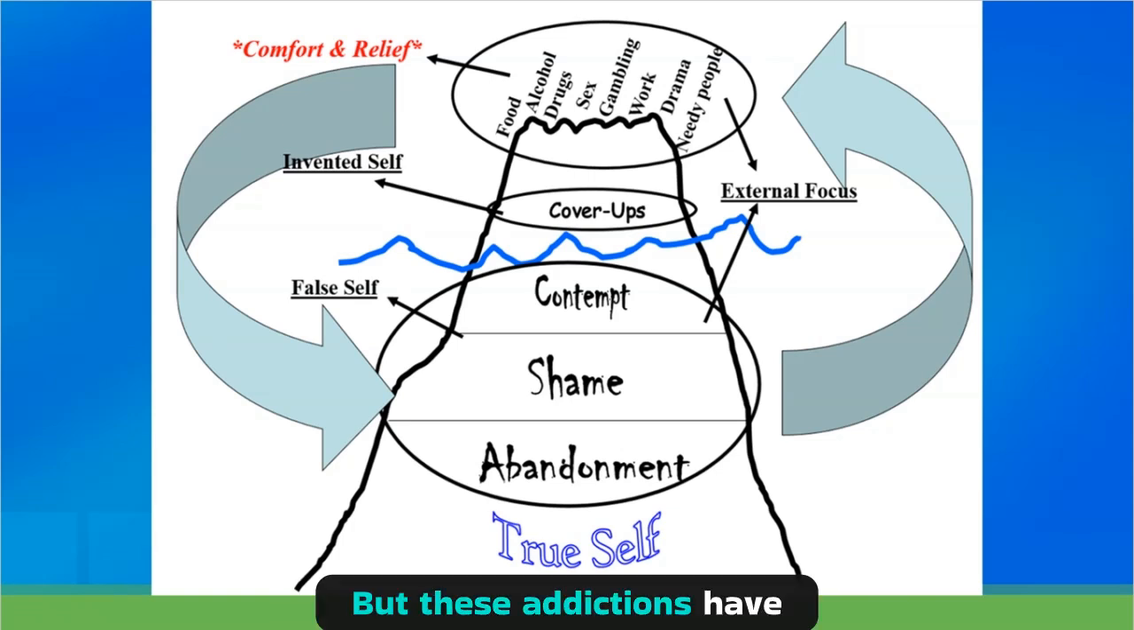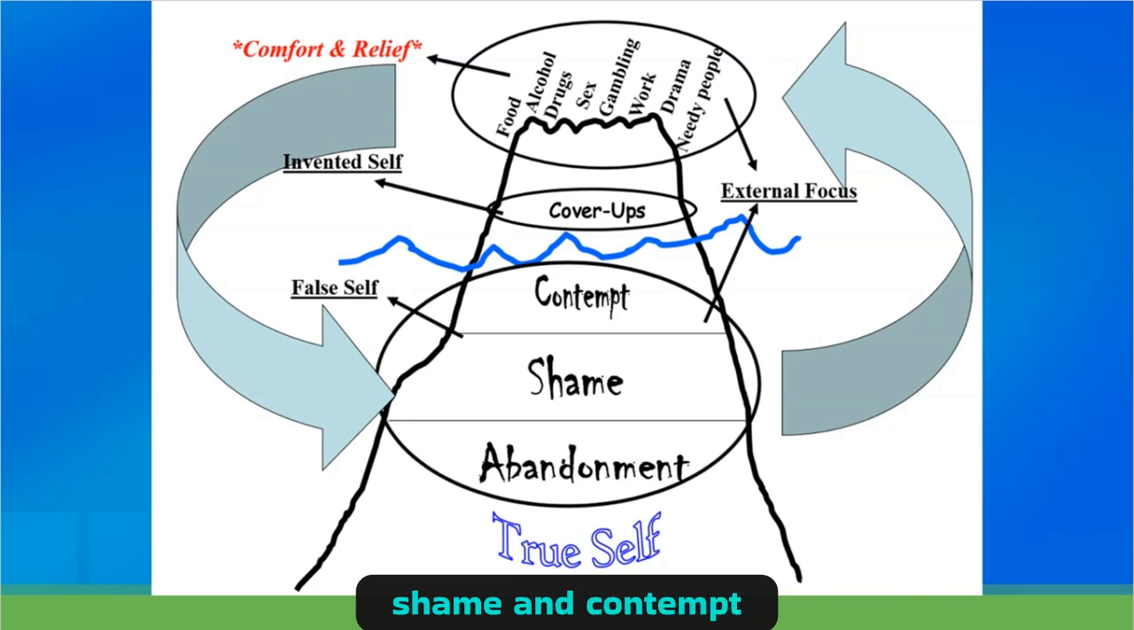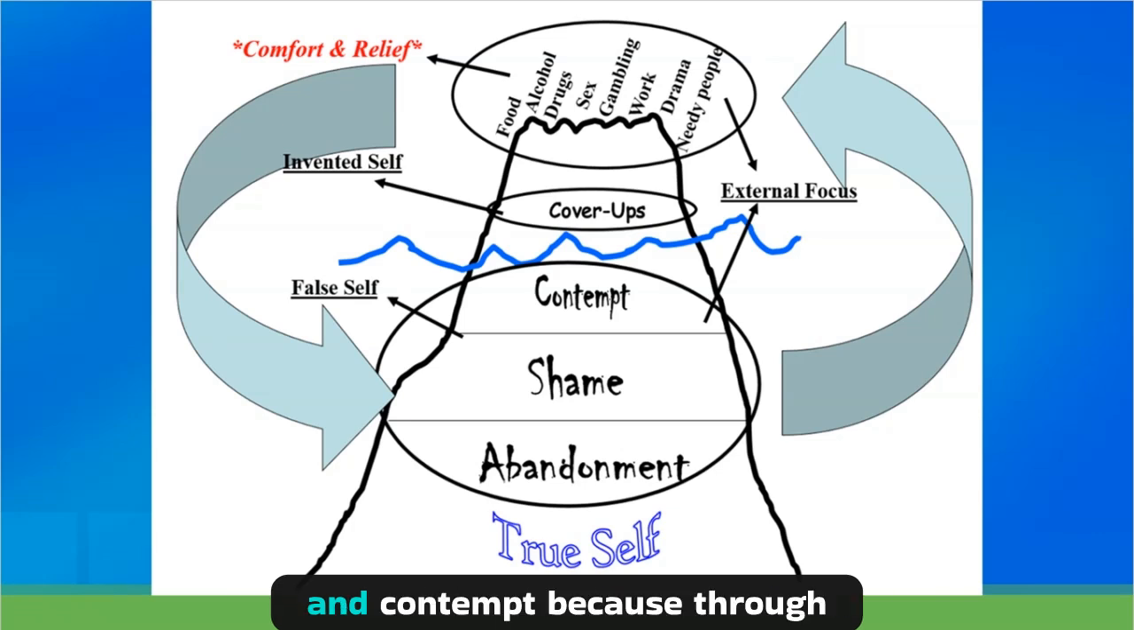But these addictions have to do with seeking comfort and relief for the pain described in the iceberg model: abandonment, shame, and contempt. Whether that pain originated in childhood or through the progression of the disease of alcoholism or drug addiction or some other addictive process, the addiction itself was meant to be a solution to that pain. And because there was a love and trust relationship with an object or an event, that addiction ended up turning on the addict to the point that it increased the abandonment, shame, and contempt.